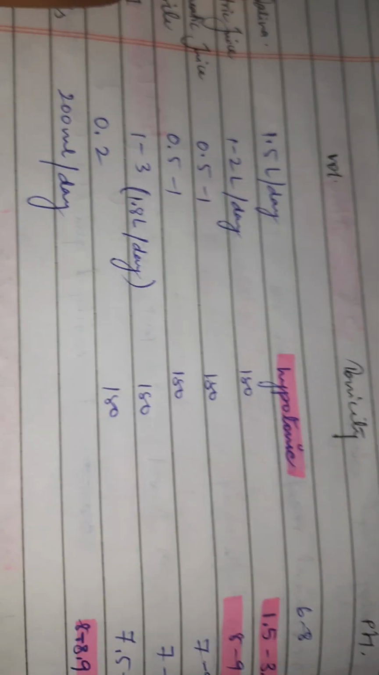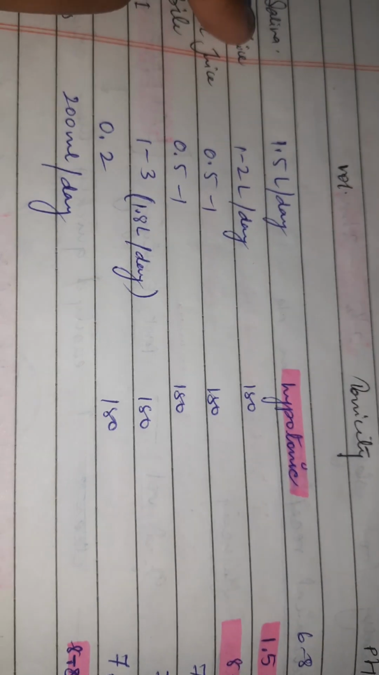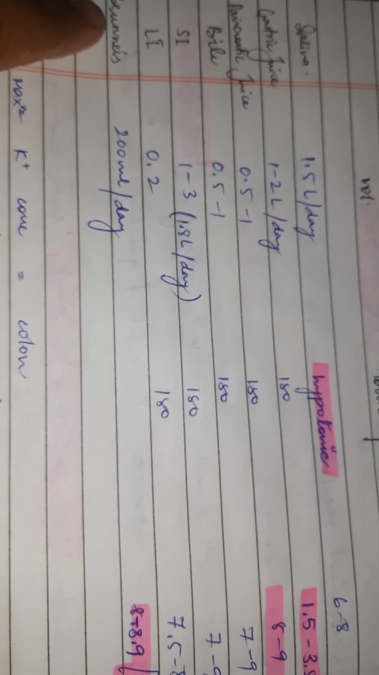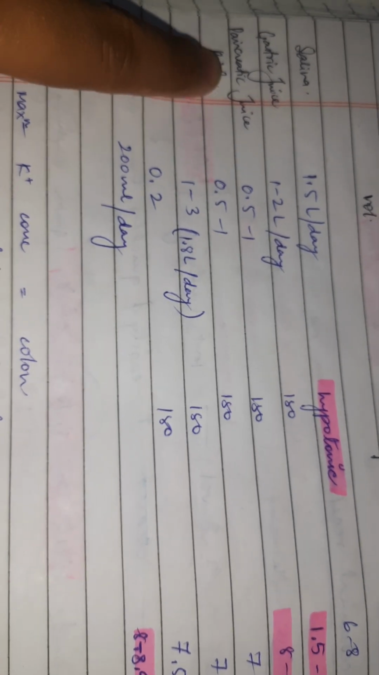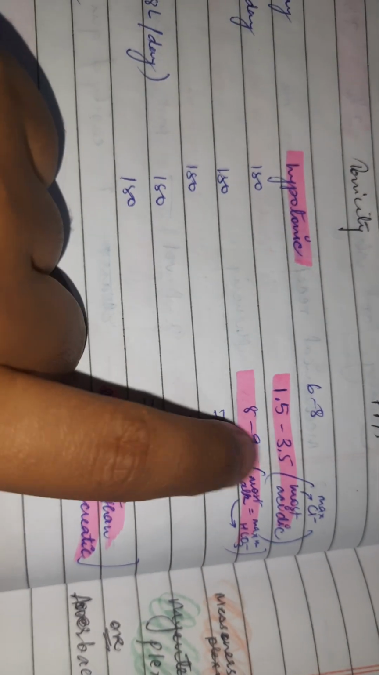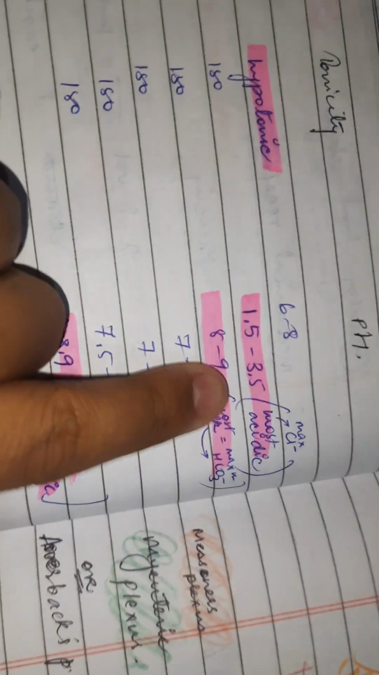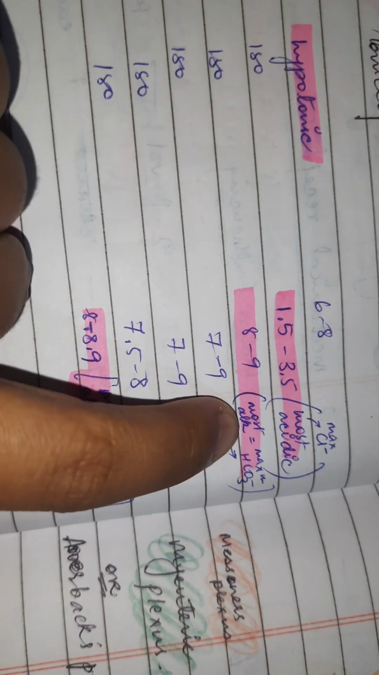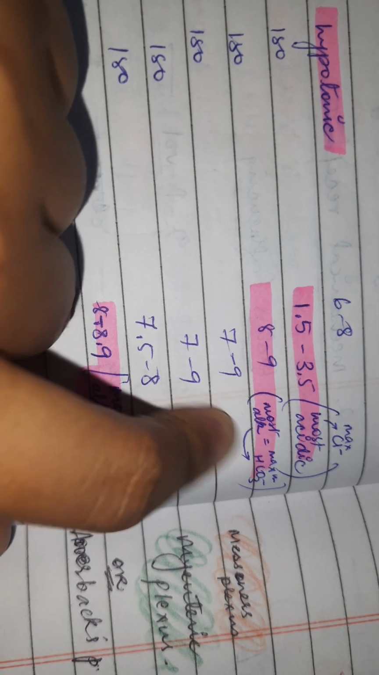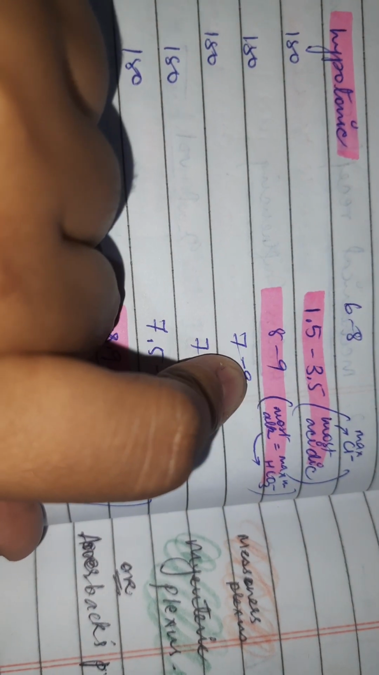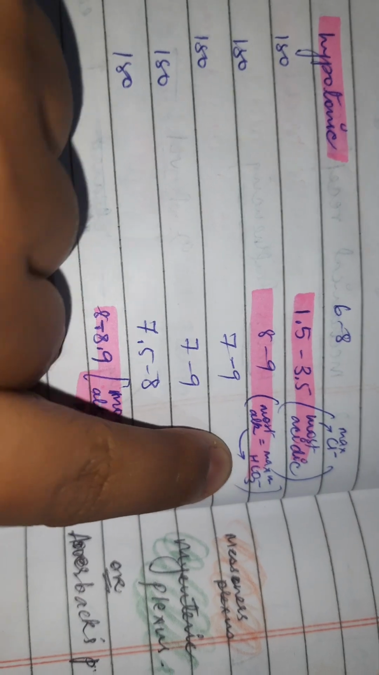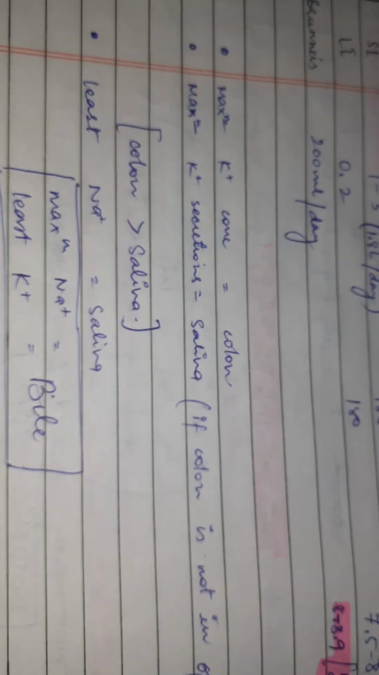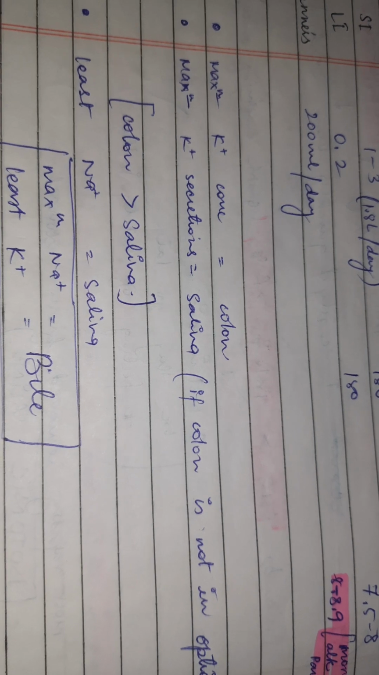Regarding tonicity, only saliva is hypotonic, all others are isotonic. Regarding pH, pancreatic juice is alkaline, but more alkaline is Brunner's gland secretion. The most acidic is gastric juice because of maximum chloride, HCl. Pancreatic juice is most alkaline because of bicarbonates. This we have to remember.